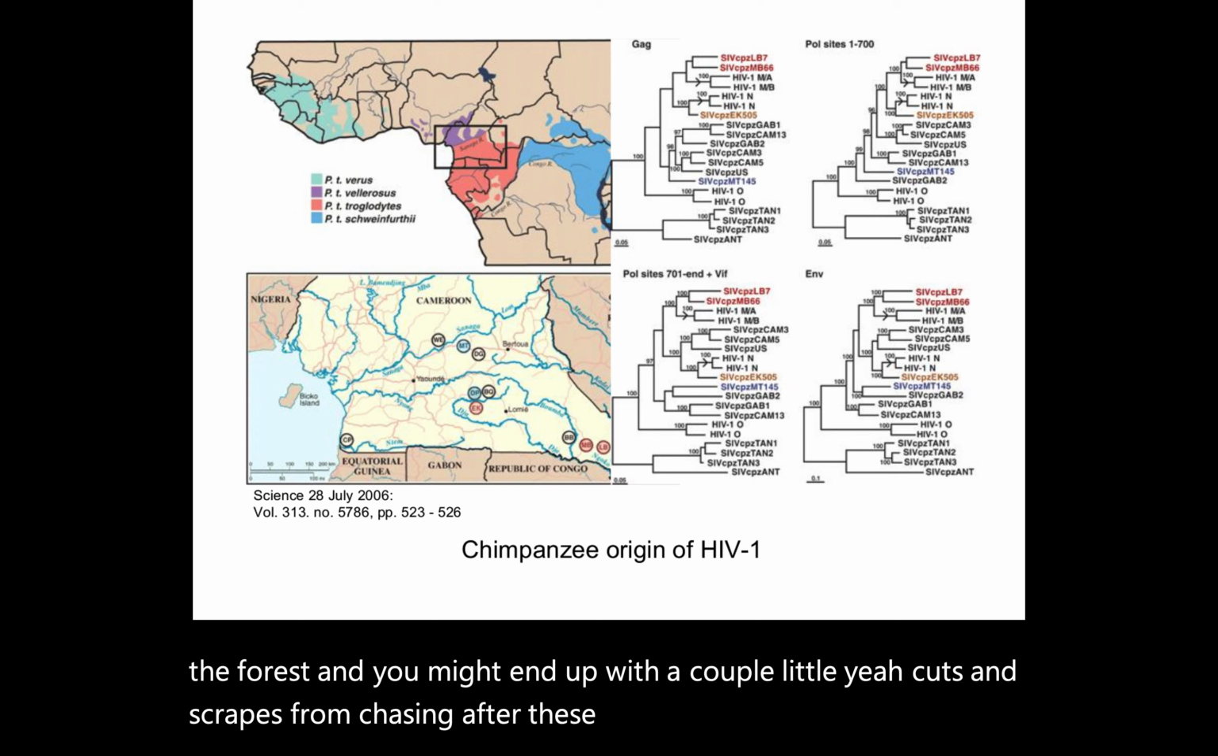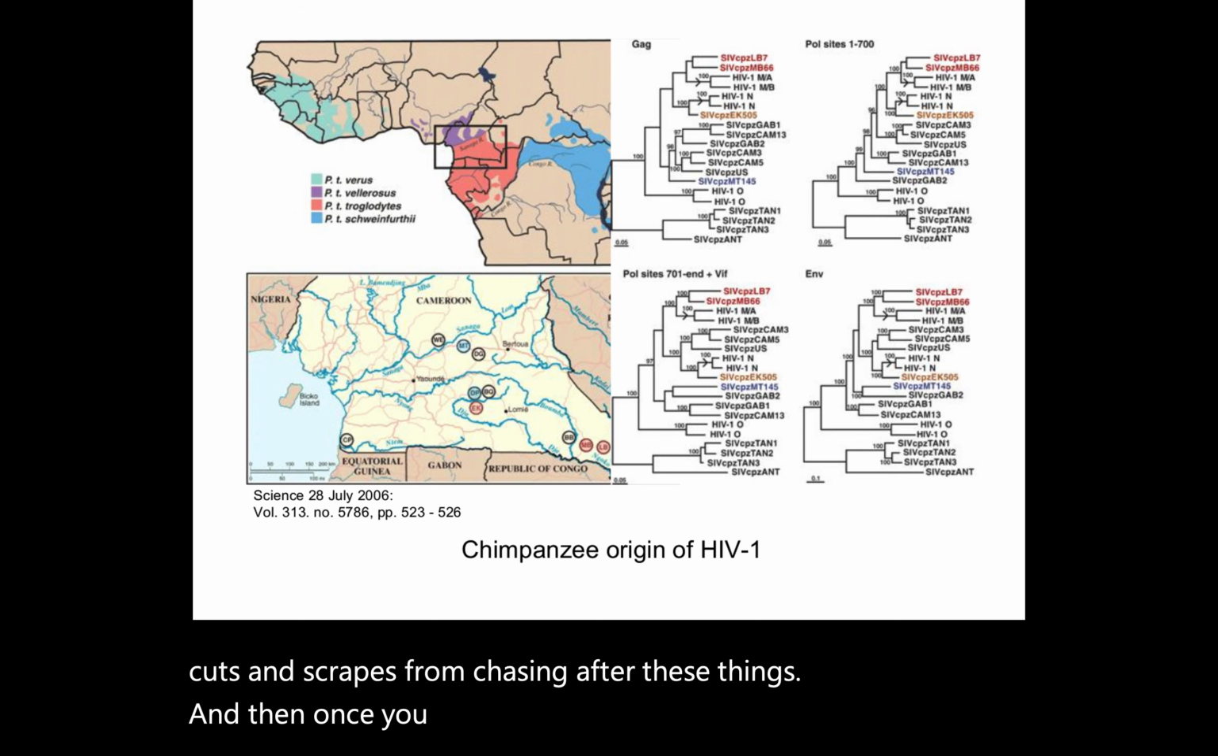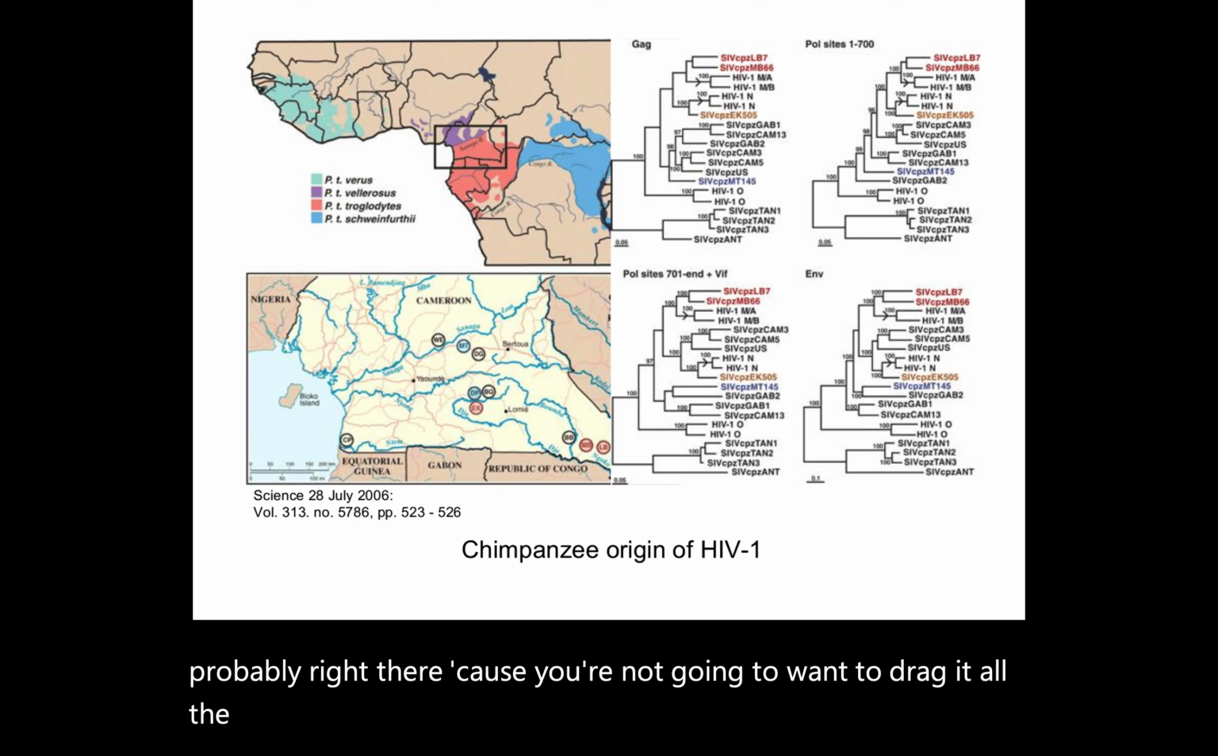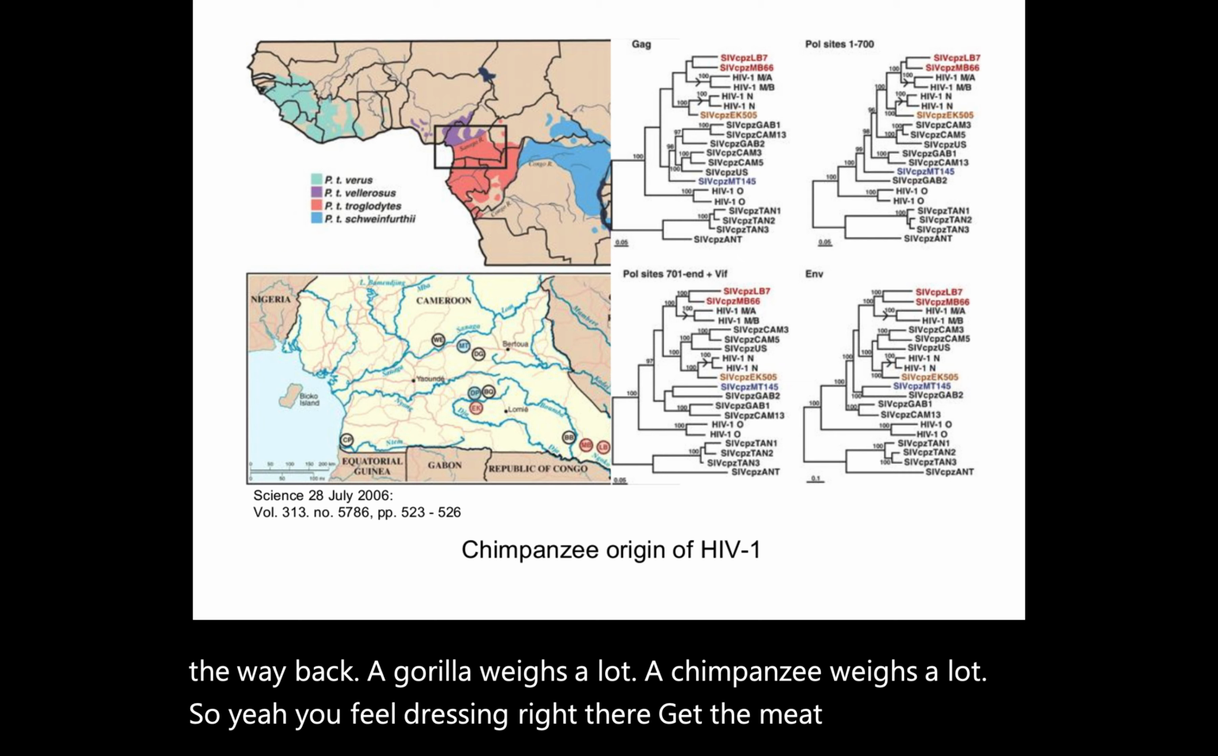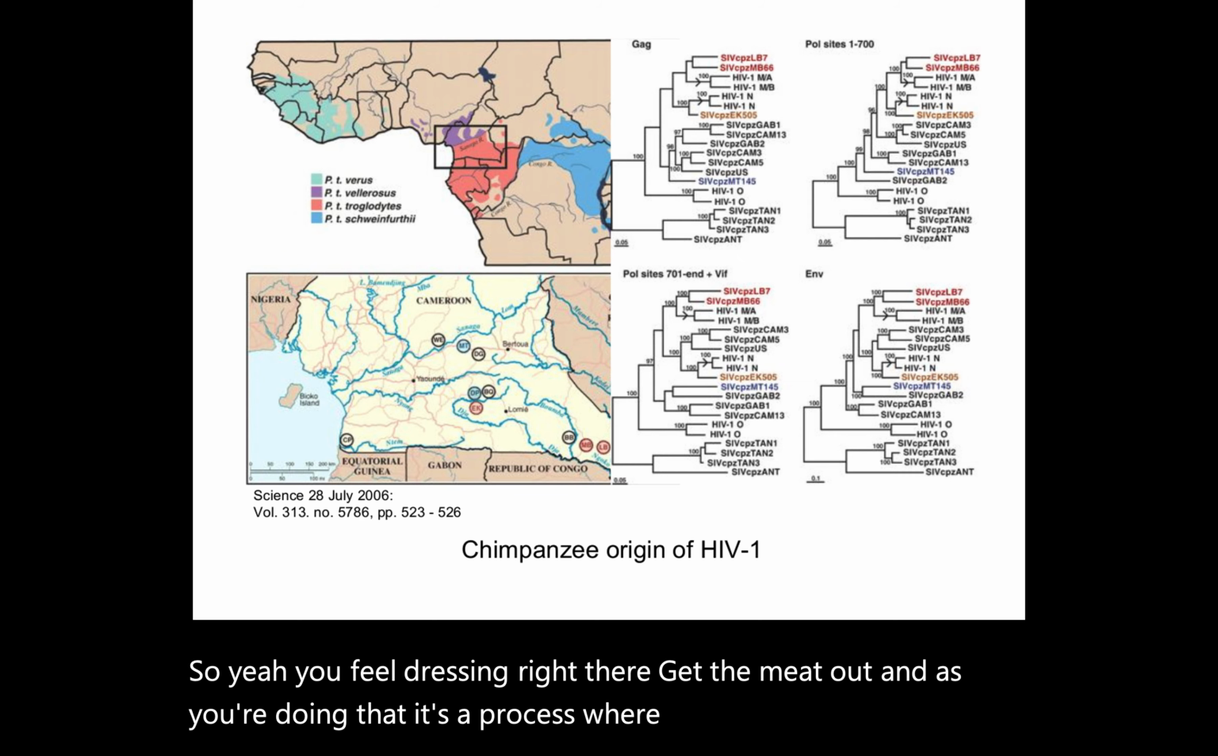And then once you get to the animal, you're going to have to field dress it, probably right there, because you're not going to want to drag it all the way back. You know, a gorilla weighs a lot. A chimpanzee weighs a lot. So yeah, you field dress it right there, get the meat out, and as you're doing that, it's a process where you're going to get your hands absolutely covered in chimpanzee blood.